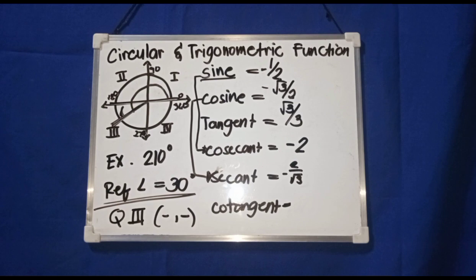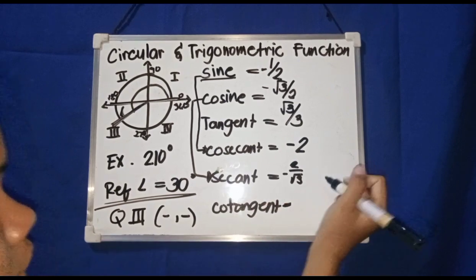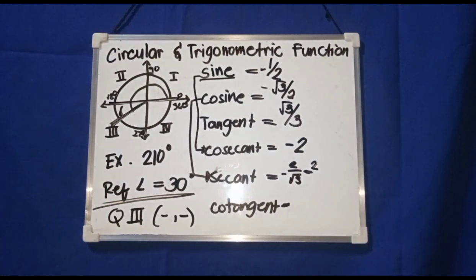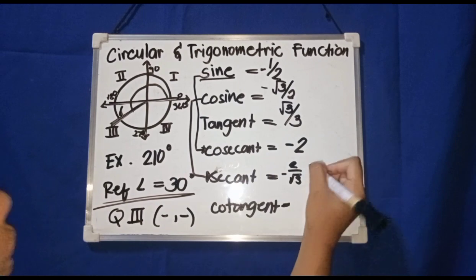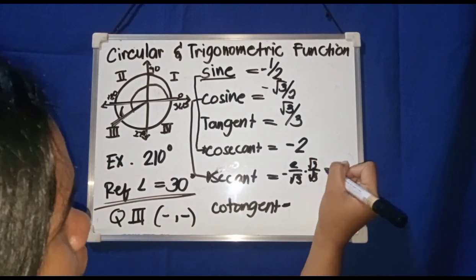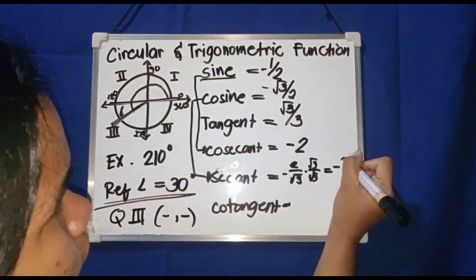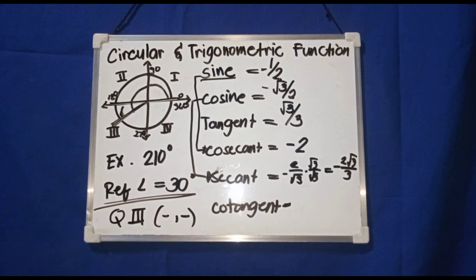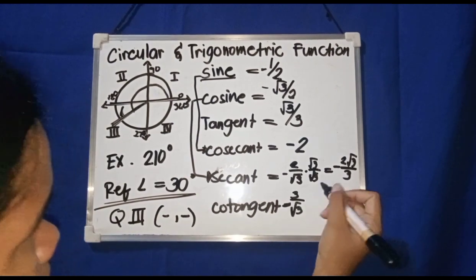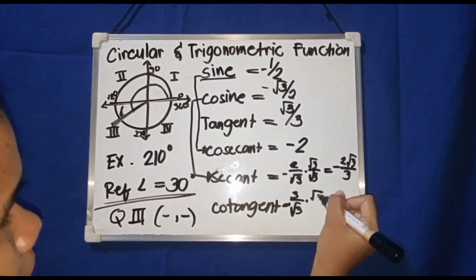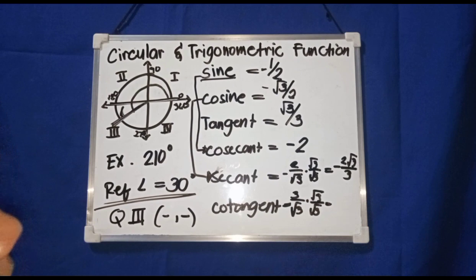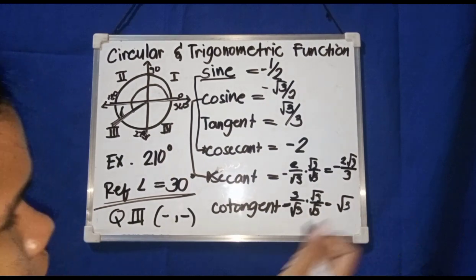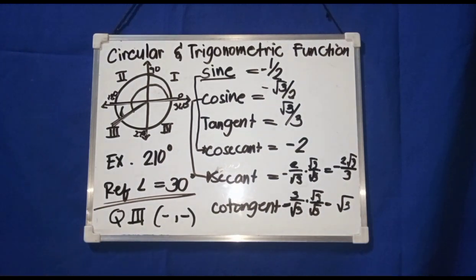But it cannot be left like that, so we need to rationalize. We need to multiply that by square root of 3 and it becomes negative 2 square root of 3 over 3. And our cotangent here is 3 over square root of 3, and same as what we did in secant, we need to rationalize. It will be square root of 3.